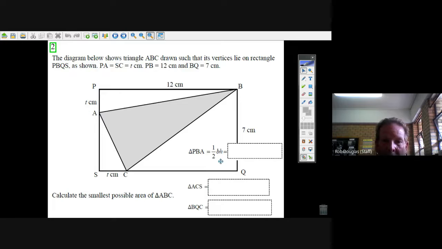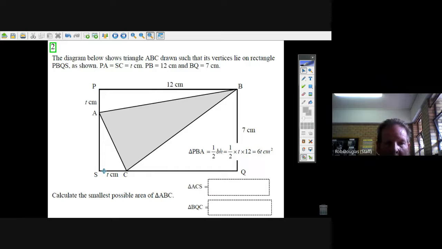Now, the area of a triangle is 1/2 the base times the height. Well, 12 could be the base. That's T. So 1/2 the base times the height, that's 1/2 T times 12. Hey, look, we've got the area of the first triangle in terms of T, 6T square centimeters. So 6T is it.